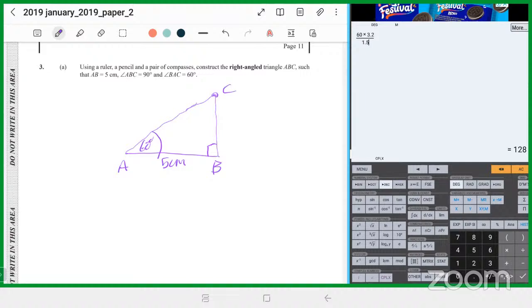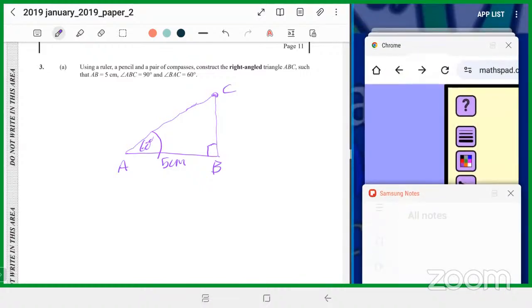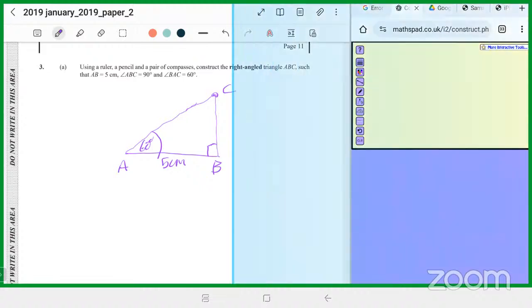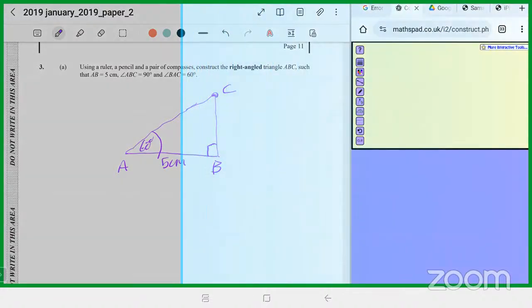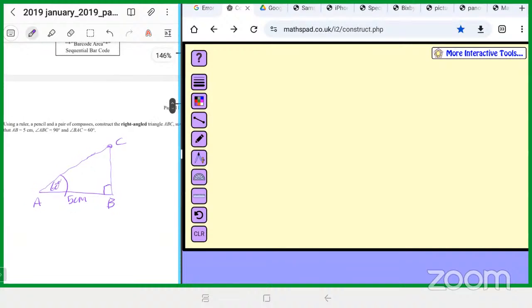Let's do the construction now. I'm going to do the construction for you. Let's go. I'm constructing that triangle over here. So this is it. Now I'm constructing this triangle. First thing I need, I've not used this in a while, so if you see me going back and forth a bit, then you understand.